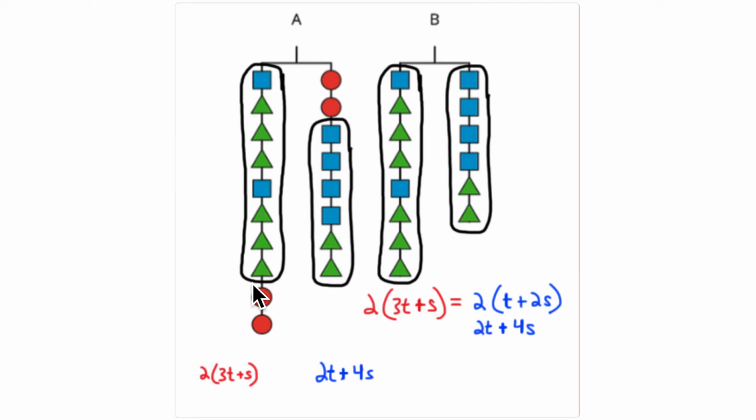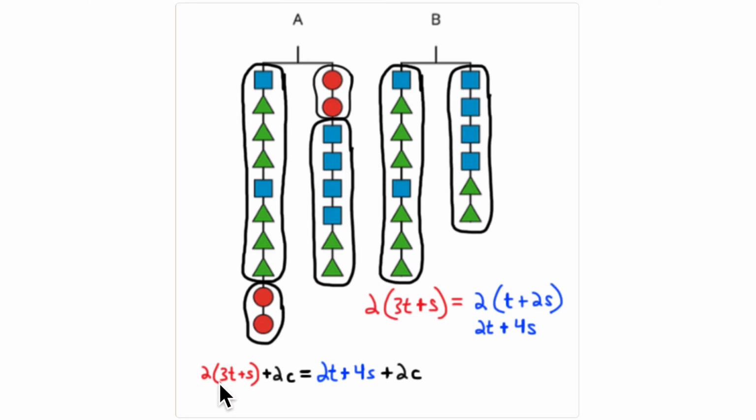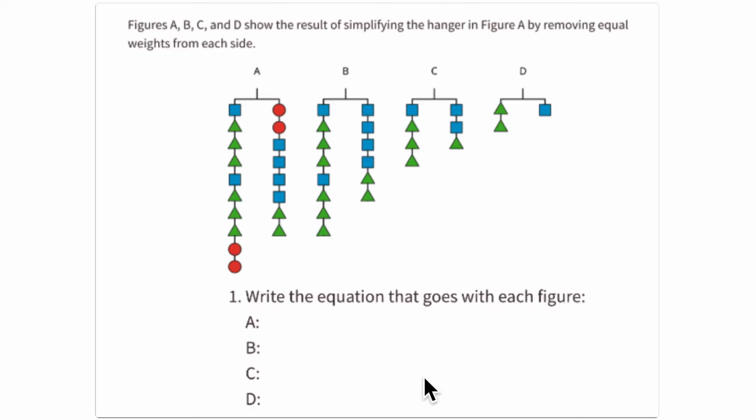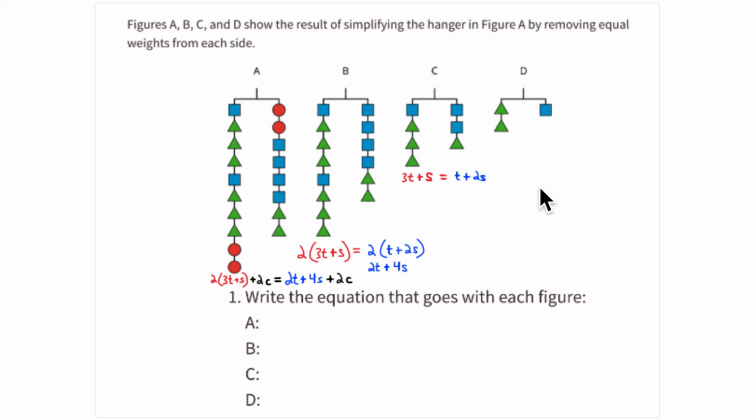To both of these, what's added the same amount on each side are 2 circles. So 2 groups of 3 triangles plus 1 square plus 2 circles. And on this side, it's 2 triangles plus 4 squares plus 2 circles. So now we're going to match these equations, and here are the equations all written out.